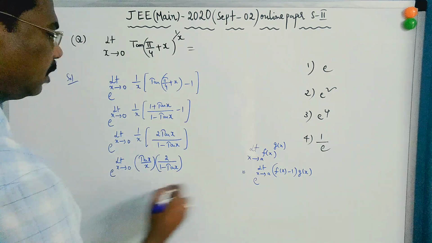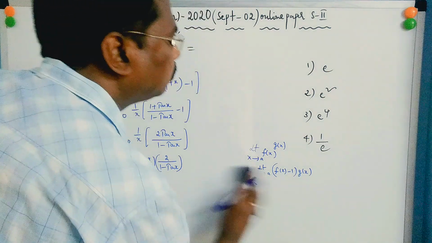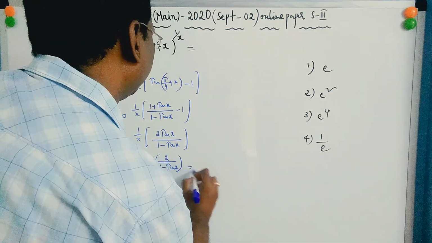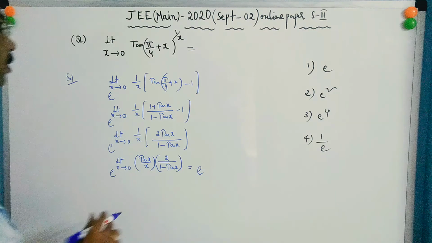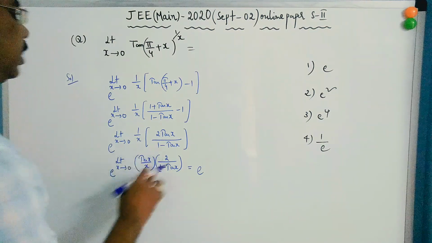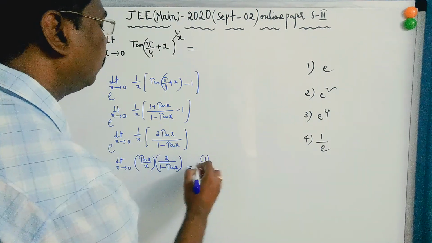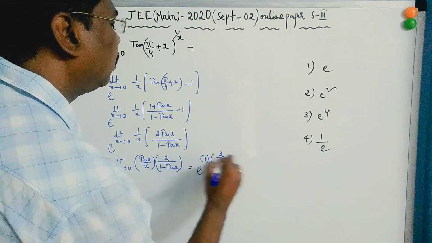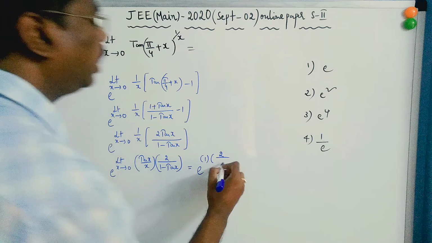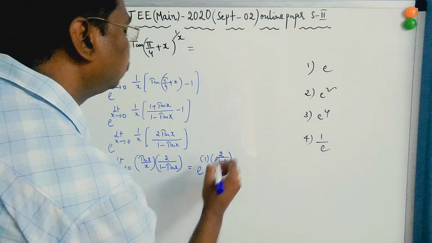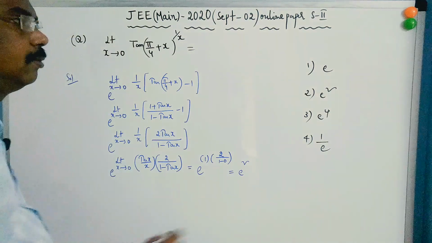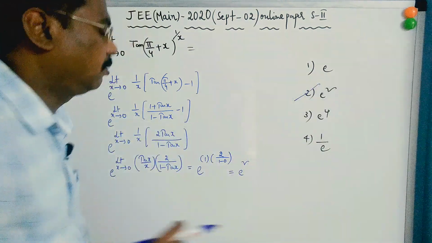Okay, now that is equal to e power limit x tends to 0, tan x by x value is 1, 1 into 2 by 1 minus tan 0, which is 1 minus 0. Okay, now e square. Option 2 is the correct one.